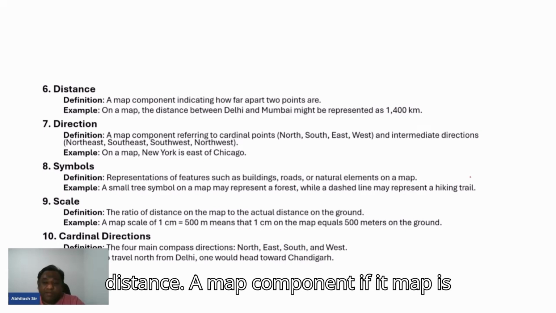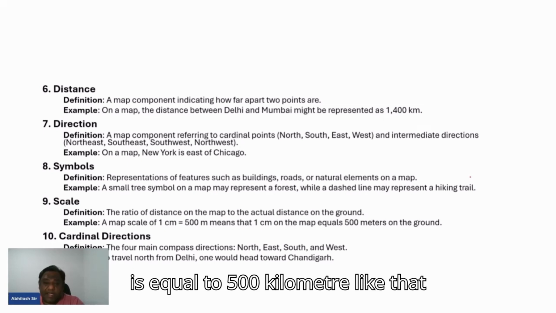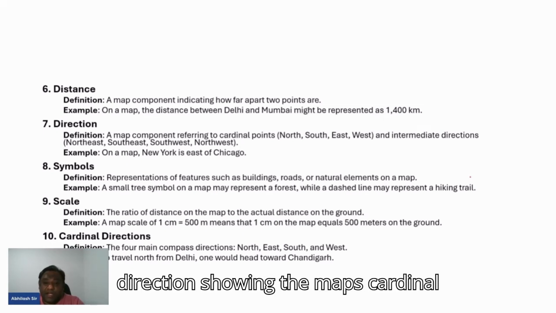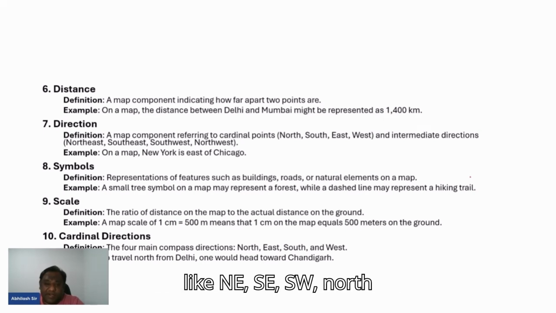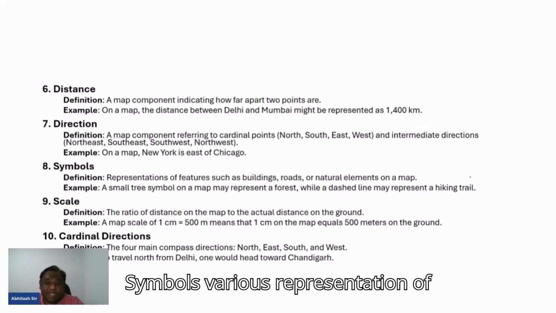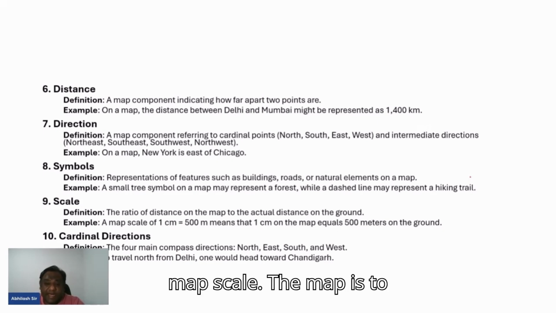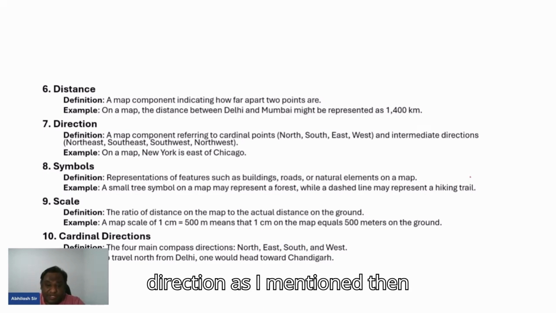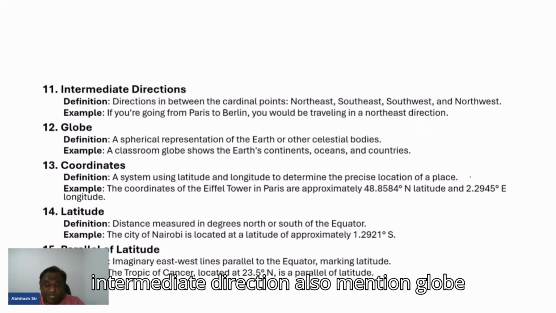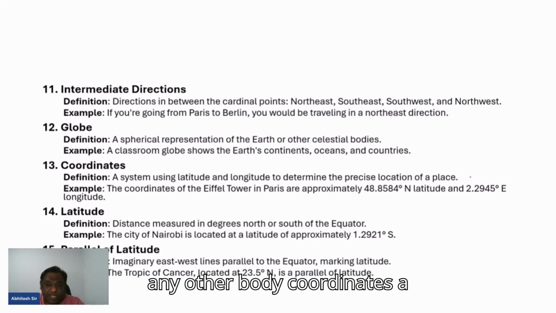Distance, a map component: if the map is to scale, they say 1 centimeter is equal to 500 kilometers, like that. Direction, showing the map's cardinal points, that is north, south, east, west, and intermediate directions like northeast, southeast, southwest, northwest. Symbols, various representations of buildings, roads, natural elements on the map. Scale, whether the map is to scale or not to scale. And cardinal direction, as I mentioned. Then intermediate direction also mentioned. Globe is a spherical representation of Earth or any other celestial body.